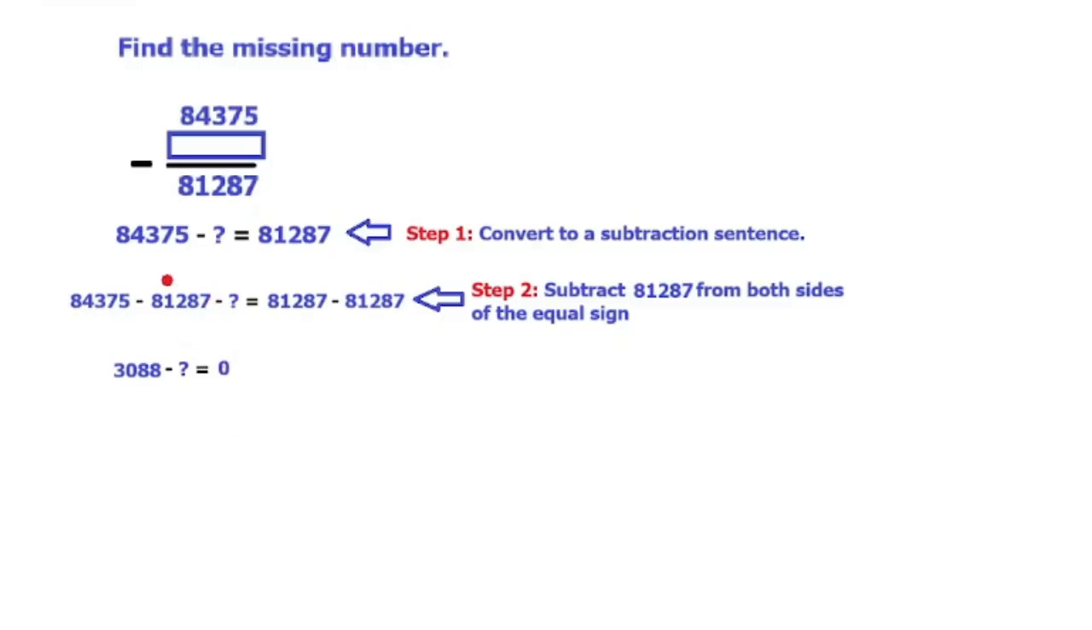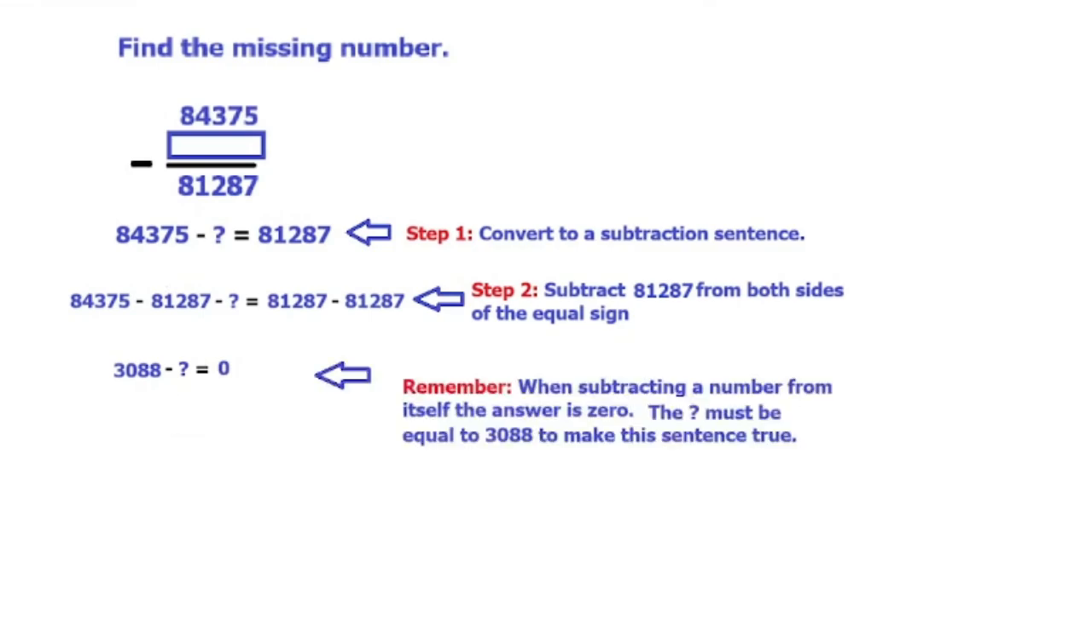So when you calculate this out, you're left with 3,088 minus question mark equals 0. So remember that when subtracting a number from itself, the answer is 0. So we need to subtract 3,088 minus 3,088 to get 0. So the question mark must be equal to 3,088 to make this statement or sentence true.